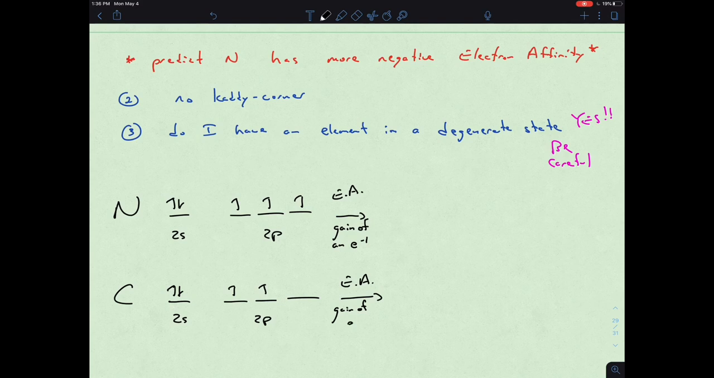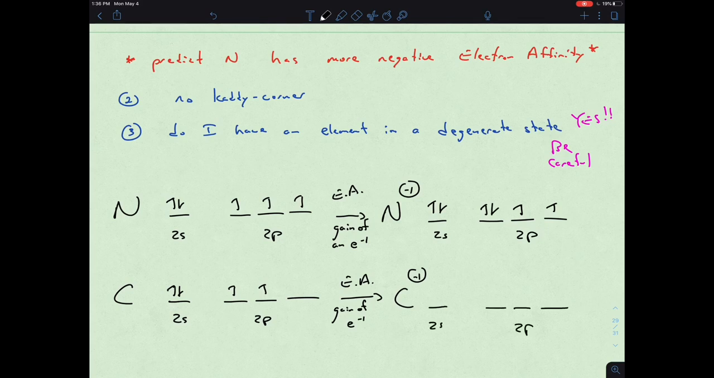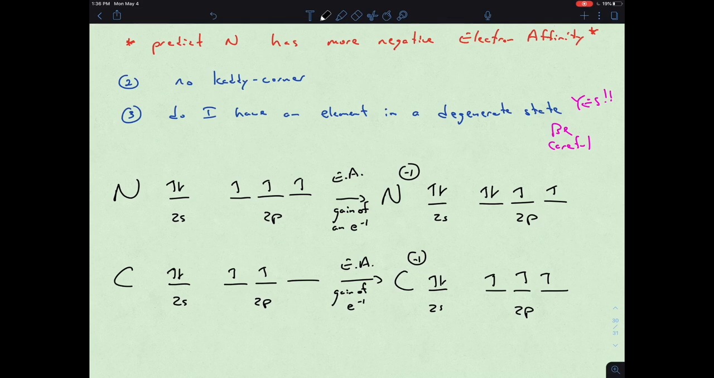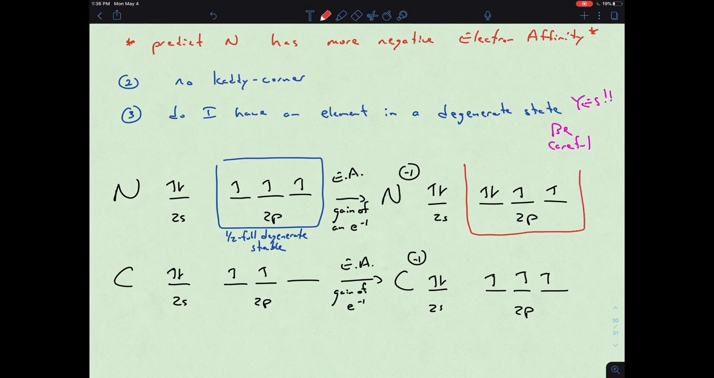Right now I'm just looking at what I'm generating after that. Here we're generating the anion form of those elements. Now if I put in the electrons that reside there because of the gaining of one electron, I end up with these electronic configurations. So we see something very similar to what we saw with ionization energies, where here we have a half-full, degenerate state, and that is stable. But now we don't. So now it's not as stable. We've lost that half-filled shell.